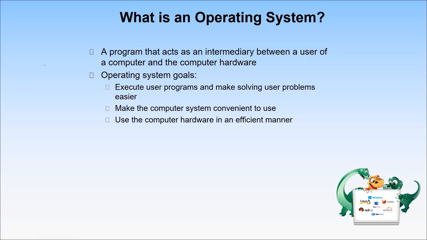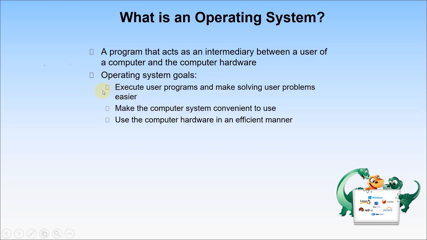So what is the role of an operating system in a computer system? Basically, an operating system is defined as a program that acts as the intermediary between the user of a computer and the computer hardware. So basically, the operating system is the translator between the device or the hardware and the user.